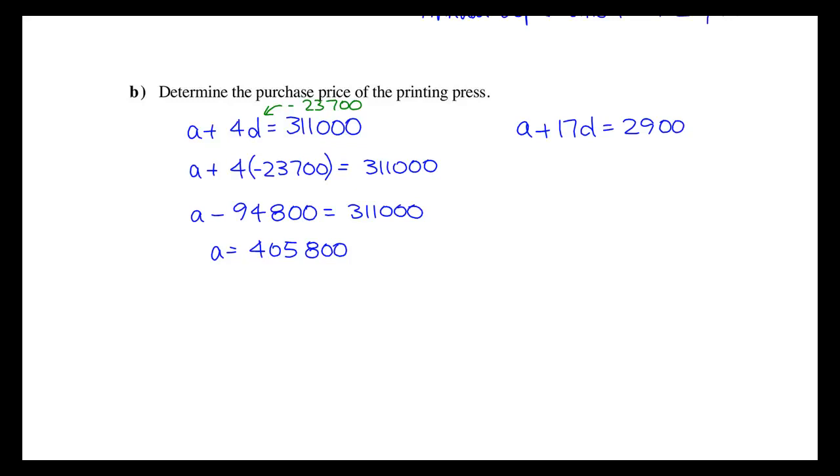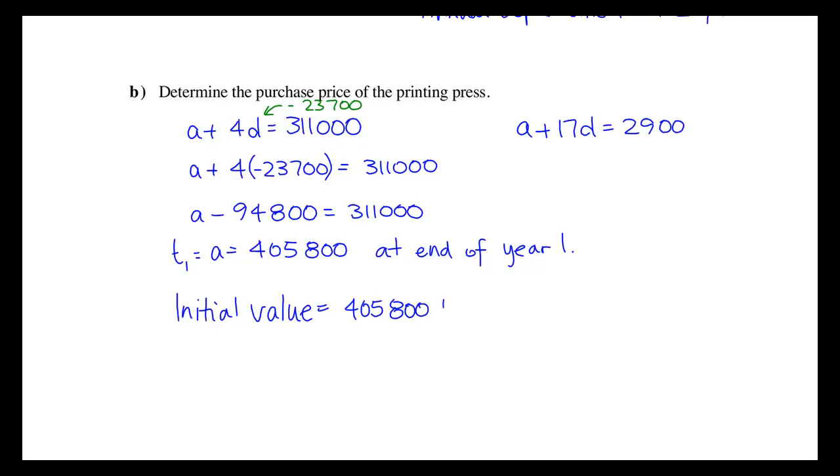$405,800. So our total value, our T1 value, or A value, at the end of year 1 is, so at the beginning of that year, it was initially bought for $405,800 plus that $23,700 that depreciated in that very first year. So the total value of the initial amount is $429,500.